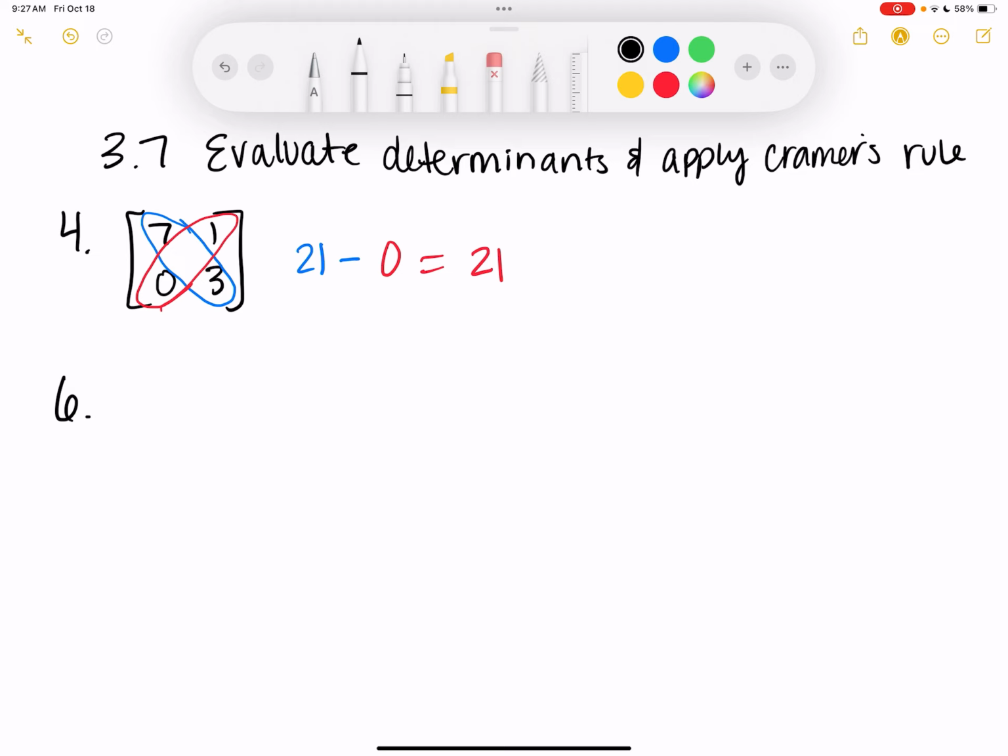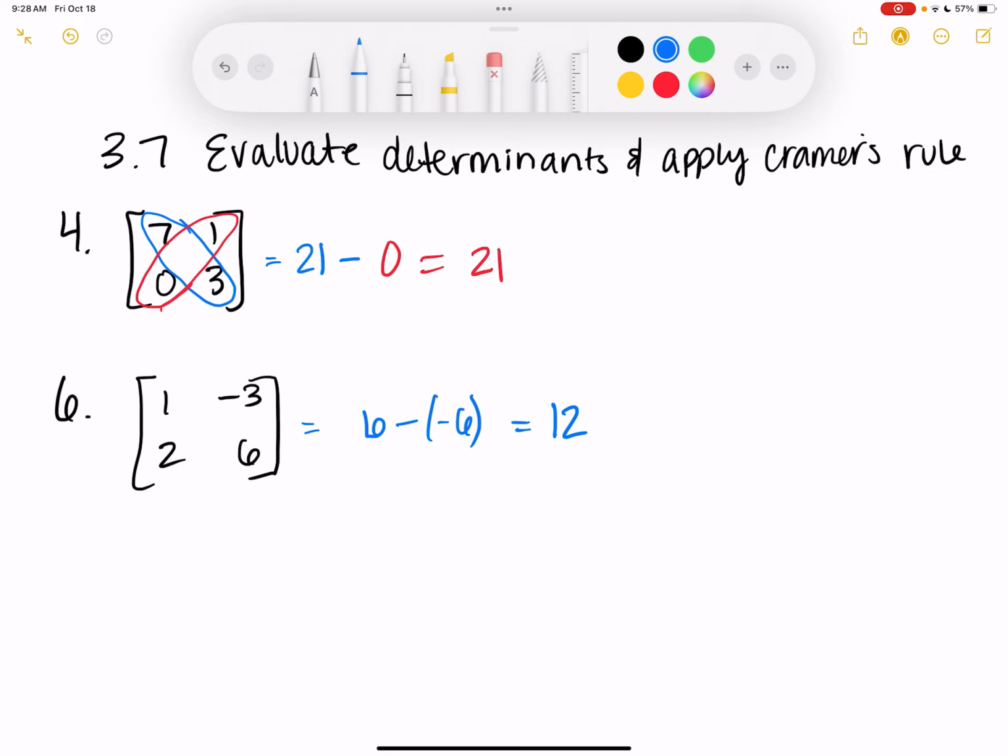All right, 6. 1, -3, 2, 6. So I do 1 times 6 minus 2 times -3, so that's a -6. So that's equal to 12. And these are determinants.